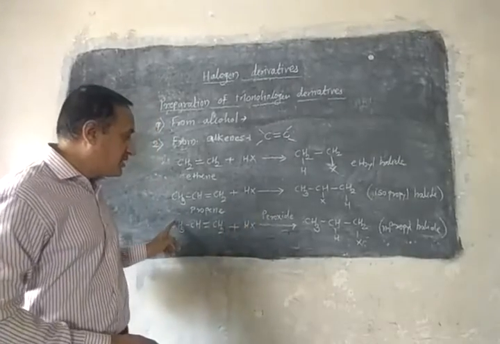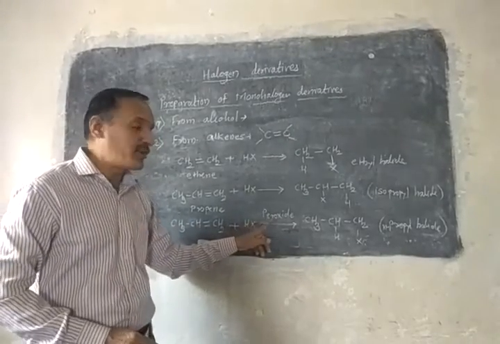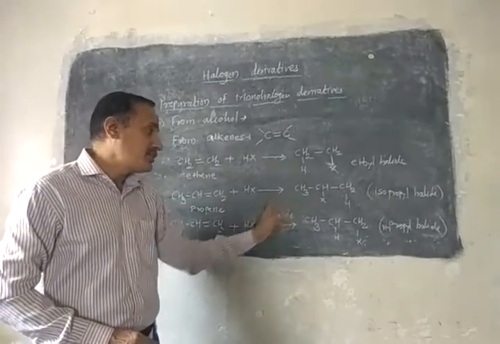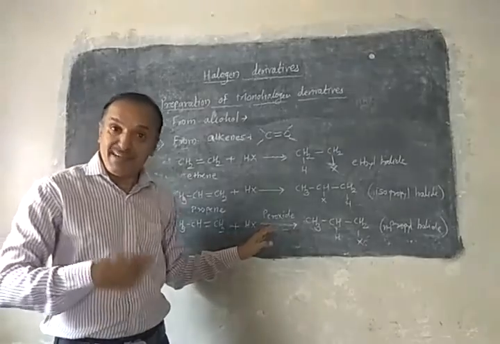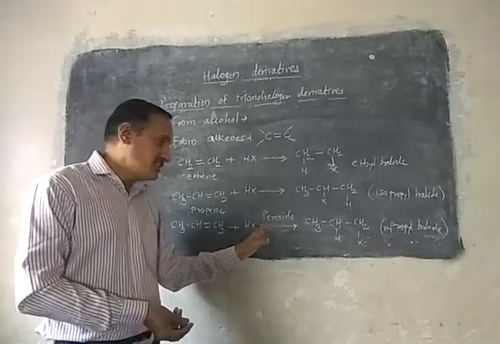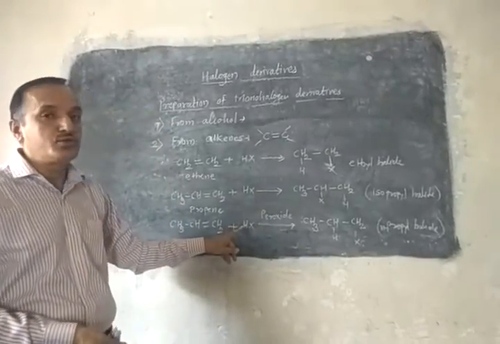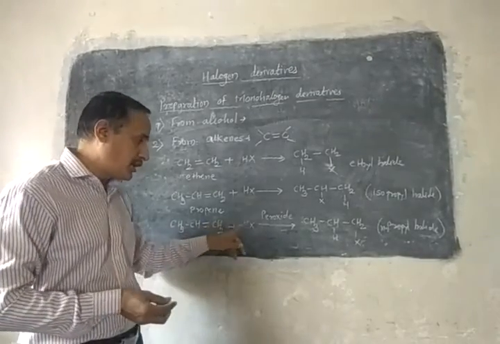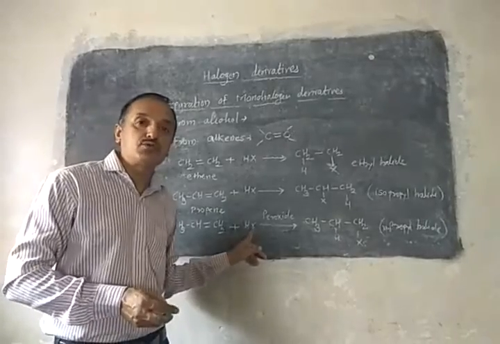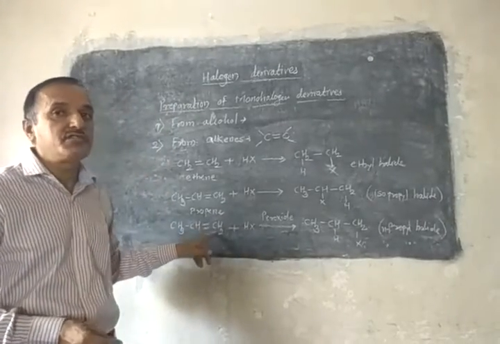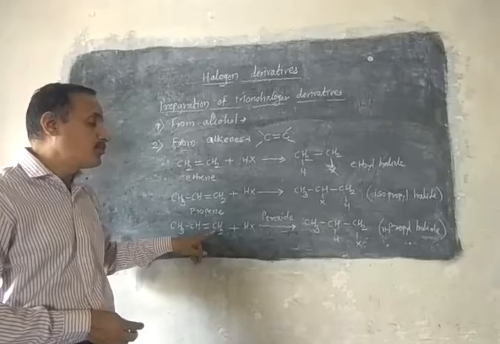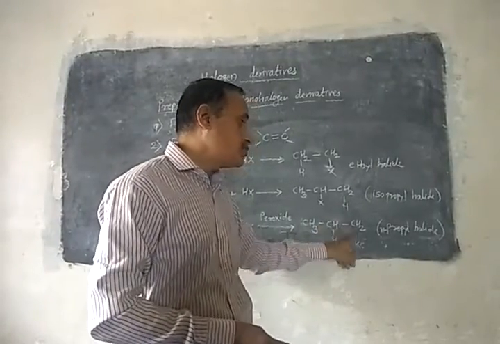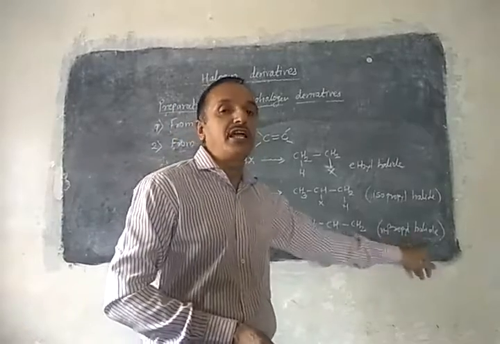Now suppose during the reaction we use a peroxide. That time the addition takes place according to the anti-Markovnikov rule. It means hydrogen goes to the carbon atom which bears the lesser number of hydrogens, and the negative part of HX goes to such a carbon atom which bears the more number of hydrogen atoms. So we get CH3, CH2, CH2X. We get the n-propyl halide.